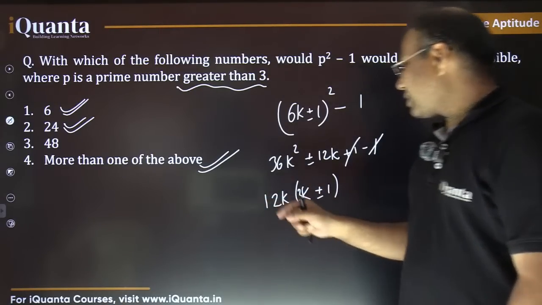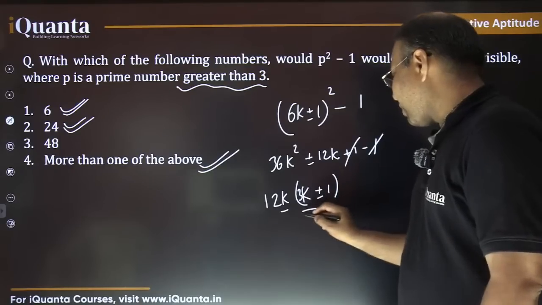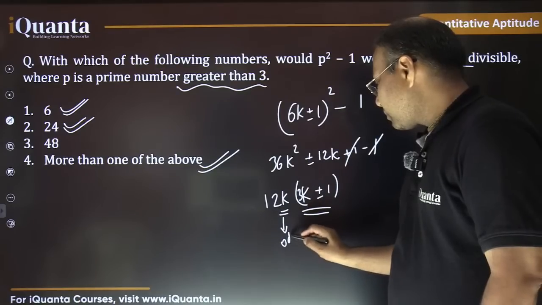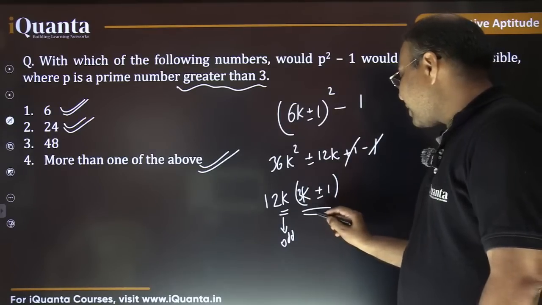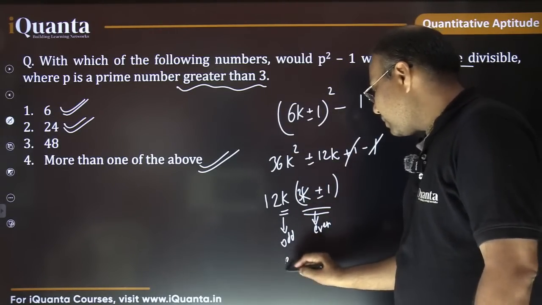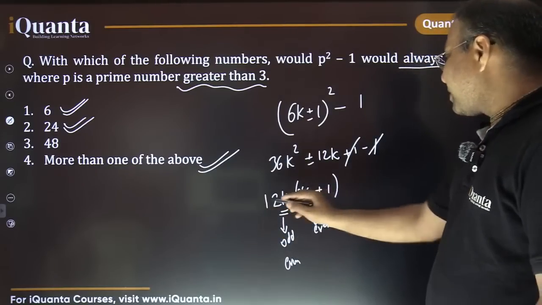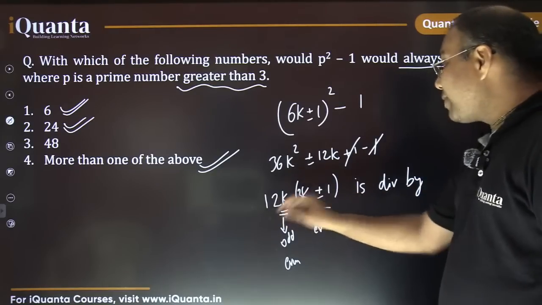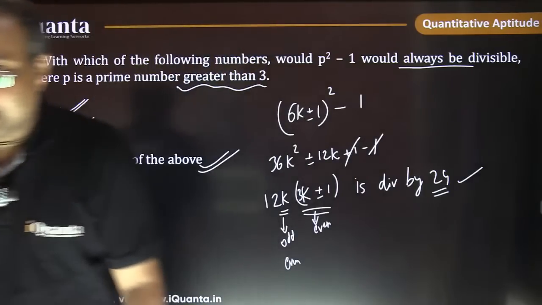So divisibility by 12 has come. Now a factor of 2 is left, where will it come from? Now this k and 3k plus minus 1. If k is odd, in that case 3k is also odd, but plus 1 or minus 1 makes it even. And the reverse, if k is even, then whatever comes, it doesn't matter, we will get the 2. That means it is certainly divisible by 12 into 2 extra, that is 24. Right, that's correct.